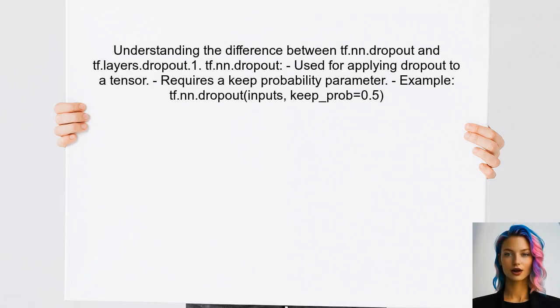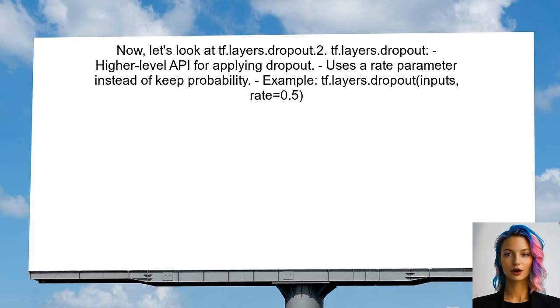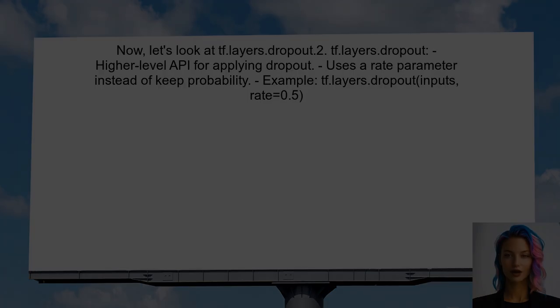To understand the difference between tf.nn.dropout and tf.layers.dropout, let's start with tf.nn.dropout. This function is primarily used for applying dropout to a tensor during training. The user specifies a keep probability, which determines the fraction of input units to keep. On the other hand, tf.layers.dropout is a higher-level API that simplifies the process. Instead of a keep probability, the user specifies a rate parameter, which indicates the fraction of units to drop. This can be more intuitive for some users.